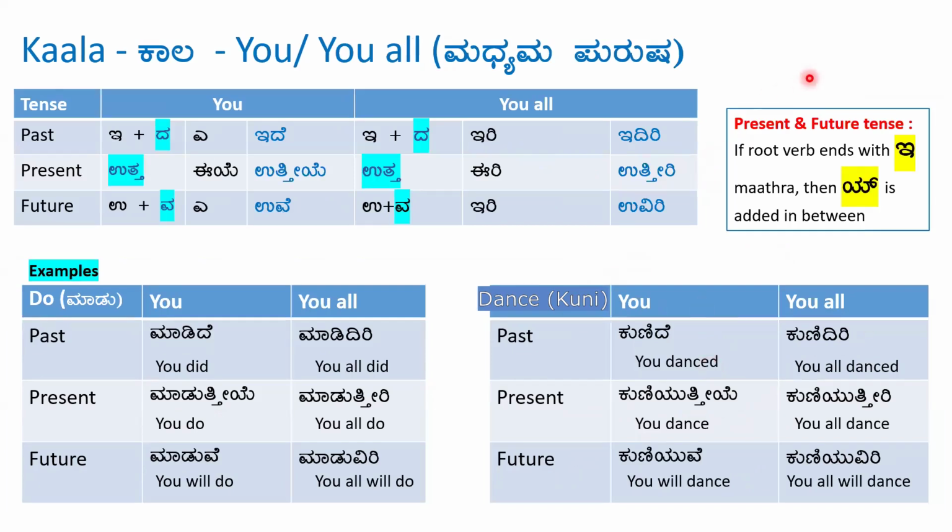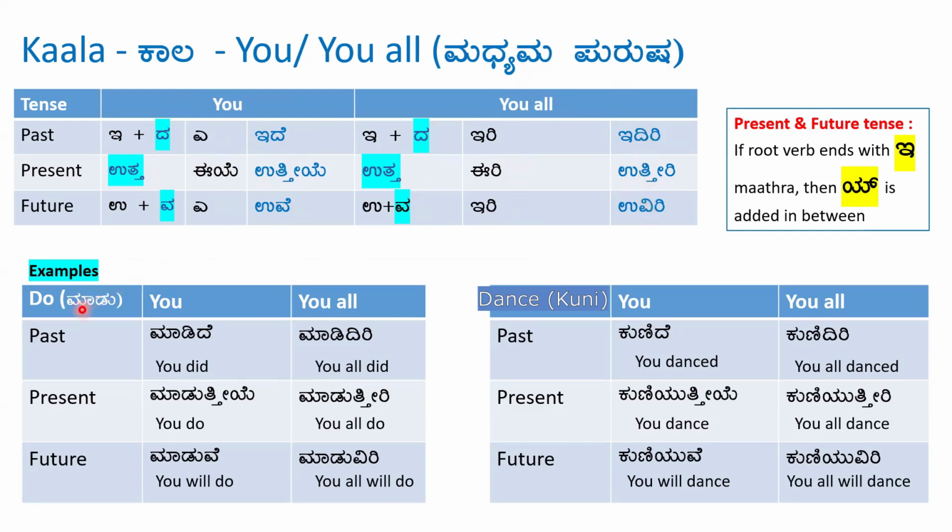Now, let's see how the tenses work in the case of the action done by you or you all. First column, Kalasuchaka Pratyaya. Second column, Akhyata Pratyaya. Third column, combination of Kalasuchaka and Akhyata Pratyaya for you. For you all, Kalasuchaka Pratyaya, Akhyata Pratyaya, combination of Kalasuchaka and Akhyata Pratyaya.